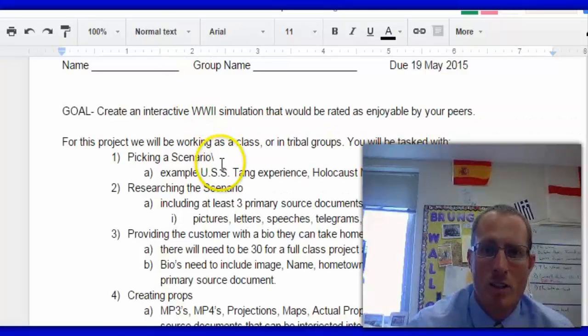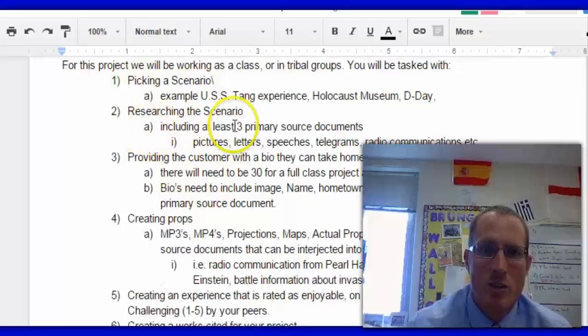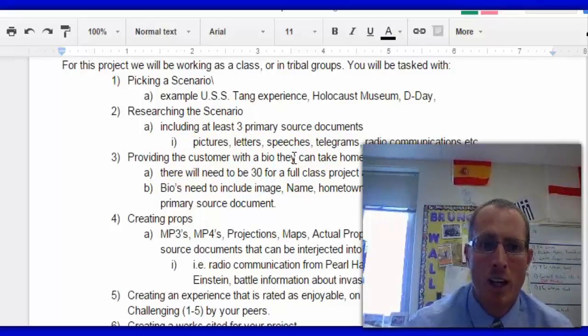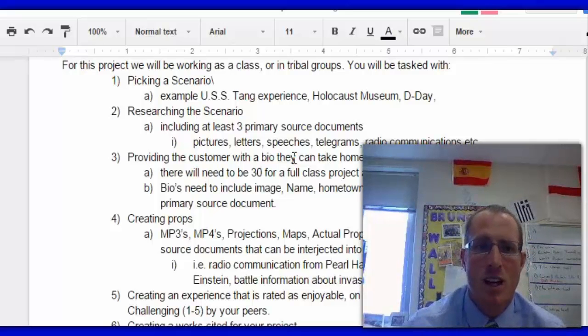If you look at the directions themselves, you're going to need to pick a scenario. You're going to need to research the scenario. You're going to provide the customer with a bio that they can take home. So there needs to be a card that they can take away. It has a picture of the person that they played and what role they played, what their rank is, where they're from. Give them things that they can identify with.